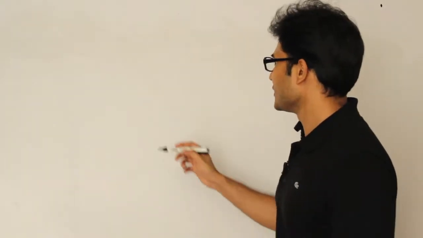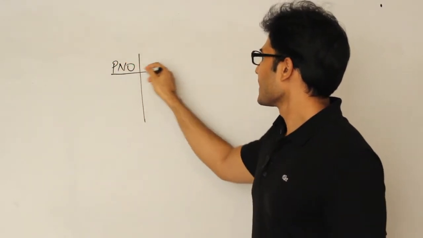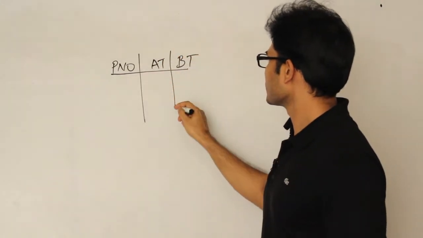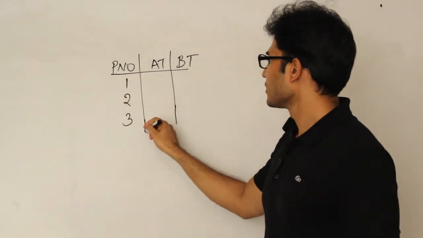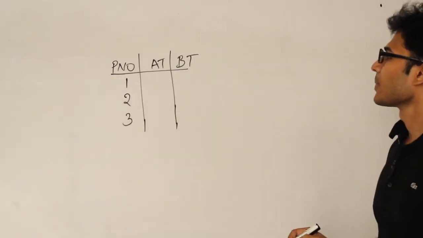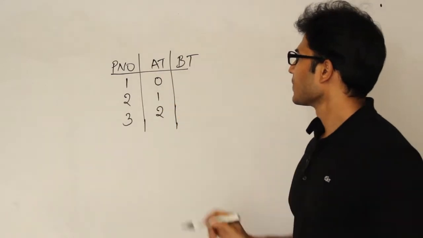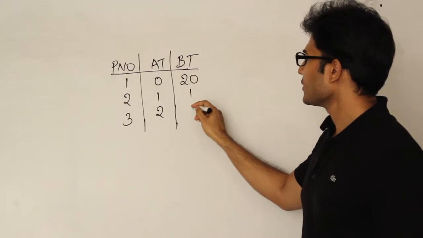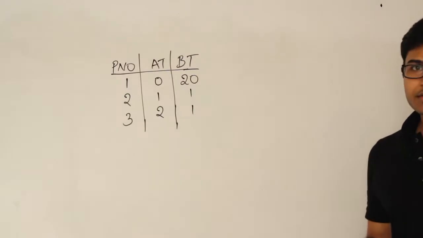Okay, instead of words, let me use an example. Let us say these columns are process number, arrival time, and burst time. Process numbers are 1, 2, 3, and assume the arrival times are 0, 1, 2, and the burst times are 20, 1, and 1.